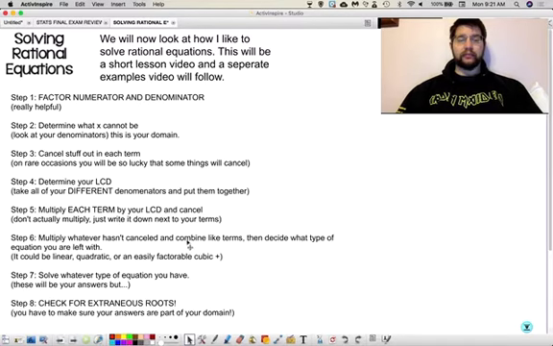If you got linear, just get x on one side, numbers on the other. If you got a quadratic, move everything to one side. Really, if you have anything other than a linear, move everything to one side, make it equal 0.